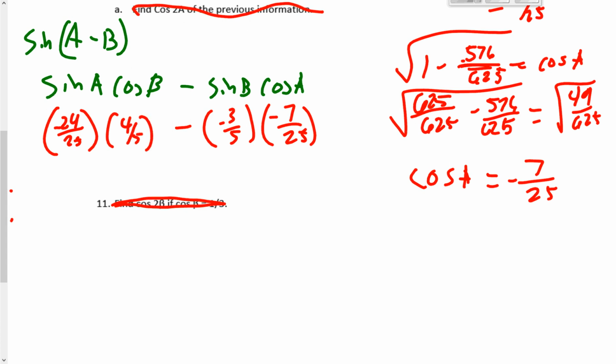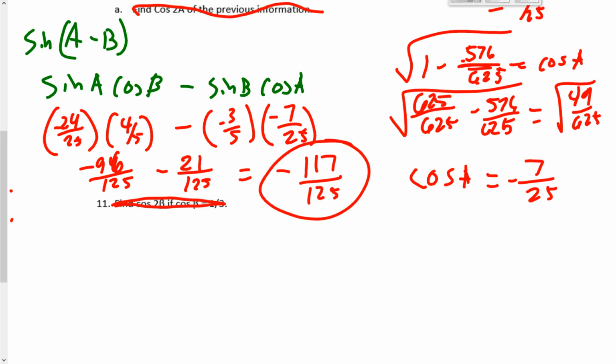Okay, so we can multiply 4 times 24. That's 96, so negative 96 over 5 times 25, which is 125. Minus, because a negative times a negative times a negative is going to be a negative, 21 over 125. So those are both negative, so we add them. Negative 96 plus 21 is 117 over 125. So the answer is negative 117 over 125.